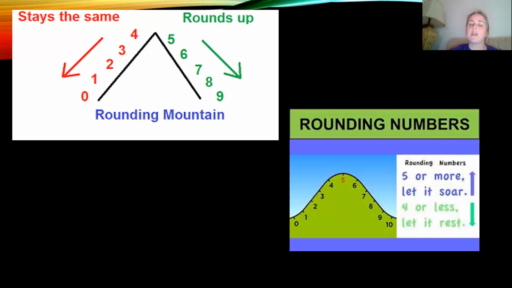Just to review, we learned this last year. When we're rounding, we look at our digit, we look next door, and then we decide. If the number next door is 4 or less, we let it rest. That means it stays the same. If it's 5 or more, we're going to let it soar. So the number that we're looking at is going to go up one more. I have a little chart here that helps you remember. 4 or less, let it rest. 5 or more, let it soar. And remember, we're looking at the number next door to help us make that decision.